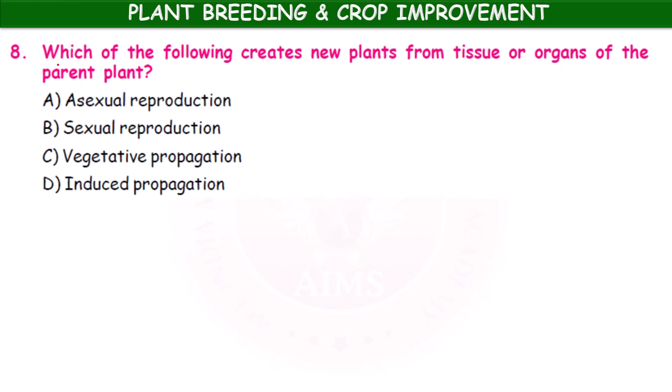Trait means characteristic. Which of the following creates new plants from tissue or organs of the parent plant? Asexual reproduction, sexual reproduction, vegetative propagation, induced propagation. Which one? Induced propagation. Okay, like mutation breeding, they come under induced propagation. Tissue culture is also an induced propagation.